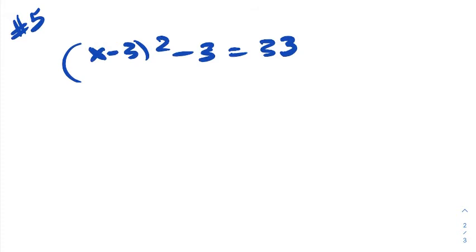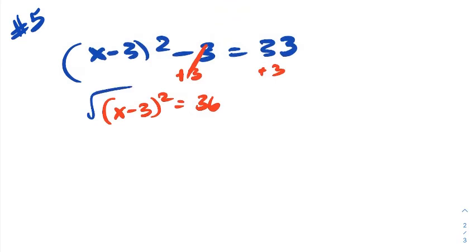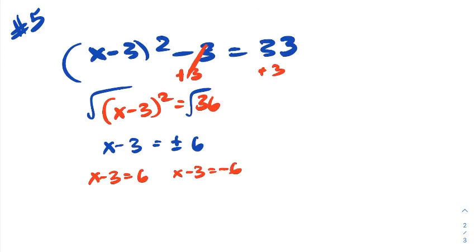solving the quadratic. First step, add 3. So we're going to add 3 to both sides. So now we end up with x minus 3 squared equals 36. Now that we have our quadratic isolated, we can take the square root of both sides. So we end up with x minus 3 equals plus or minus 6. Again, now that we have our answer, we can set our two equations, and we have x minus 3 equals our positive 6, x minus 3 equals our negative 6. We're going to add 3 to both sides in each equation. So we end up with x equals 9 and x equals negative 3.